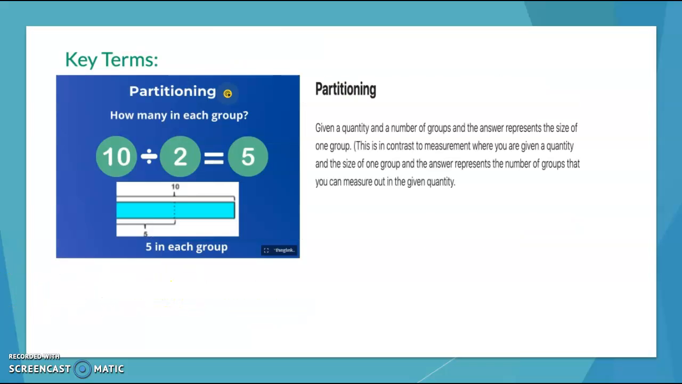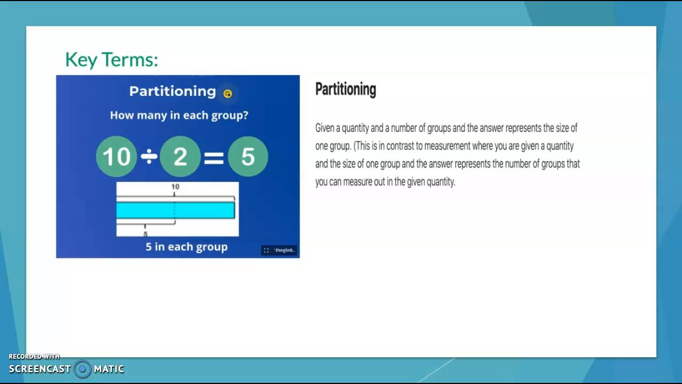All right, the key term for this lesson is partitioning. Partitioning: it's given a quantity and a number of groups, and the answer represents the size of one group. This is in contrast to measurement that we've talked about. Measurement is where you're given a quantity and a size of one group, and the answer represents the number of groups. Partitioning is given a quantity and a number of groups, the answer represents the size of one group.